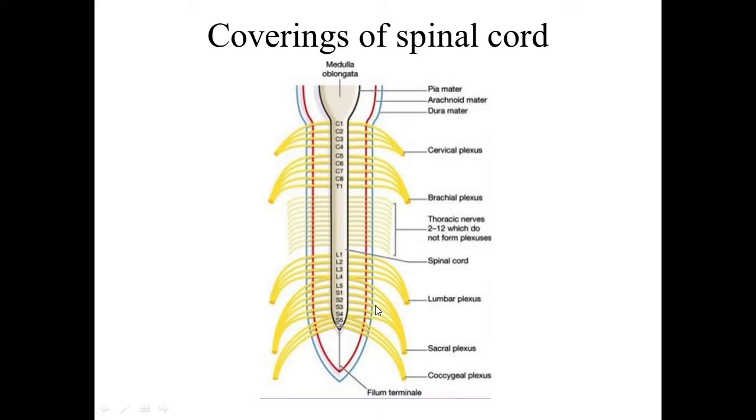The space between the dura and arachnoid mater, the red one being the arachnoid mater, is called the subdural space. It contains a capillary layer of fluid. So the outer space is the epidural space, and the space between the dura mater and arachnoid mater is the subdural space, which contains a capillary layer of fluid.